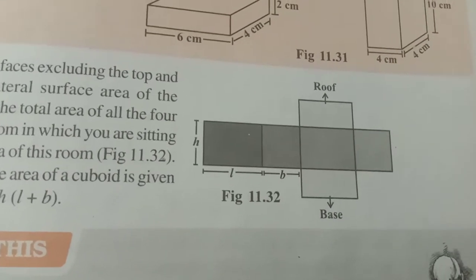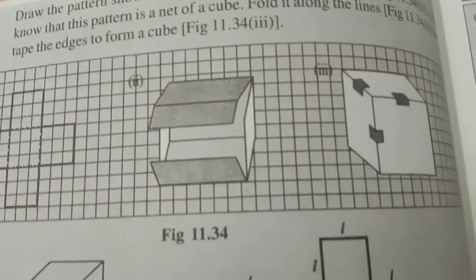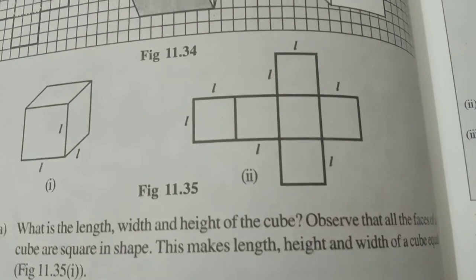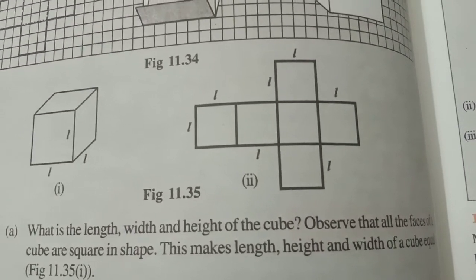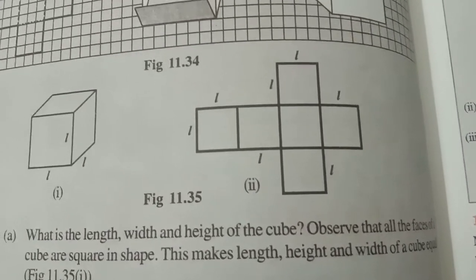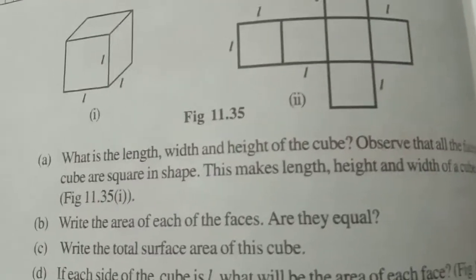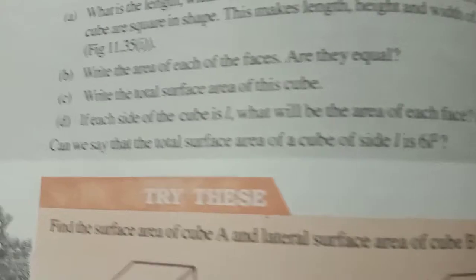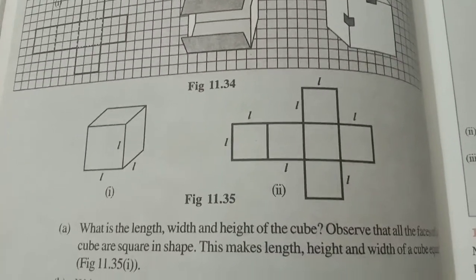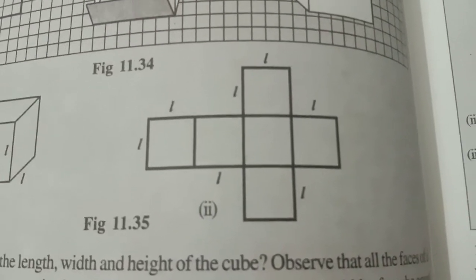Now we will discuss how to find the surface area of a cube. As usual, we know that a cube has 6 faces, and the 6 faces are identical, square shaped. The area of each square is L into L, that is L square, and there are 6 faces, so 6 into L square, 6L square. Therefore the total surface area of a cube is 6L square, where L stands for the length of each side of a square face.